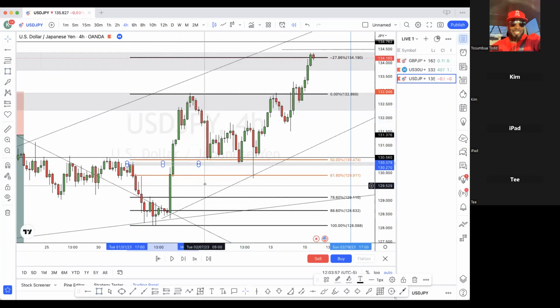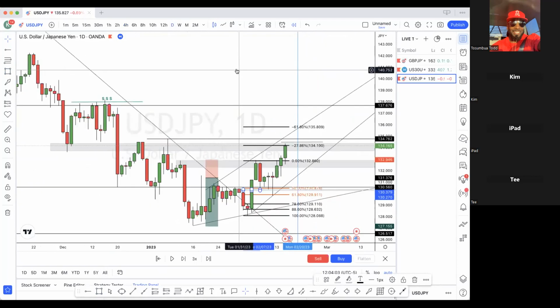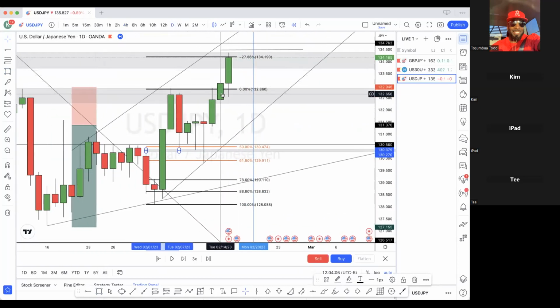Okay. On your daily, I think it's an imbalance. It shows as an imbalance too. Let's see. Yeah, there's some imbalance. So that was 50% of this imbalance, right? It pulled back to 50% of this imbalance.